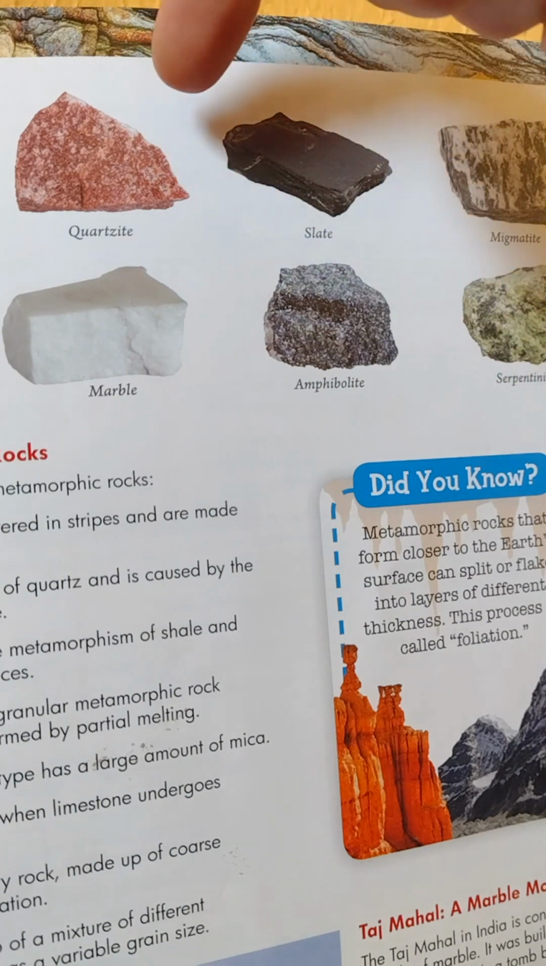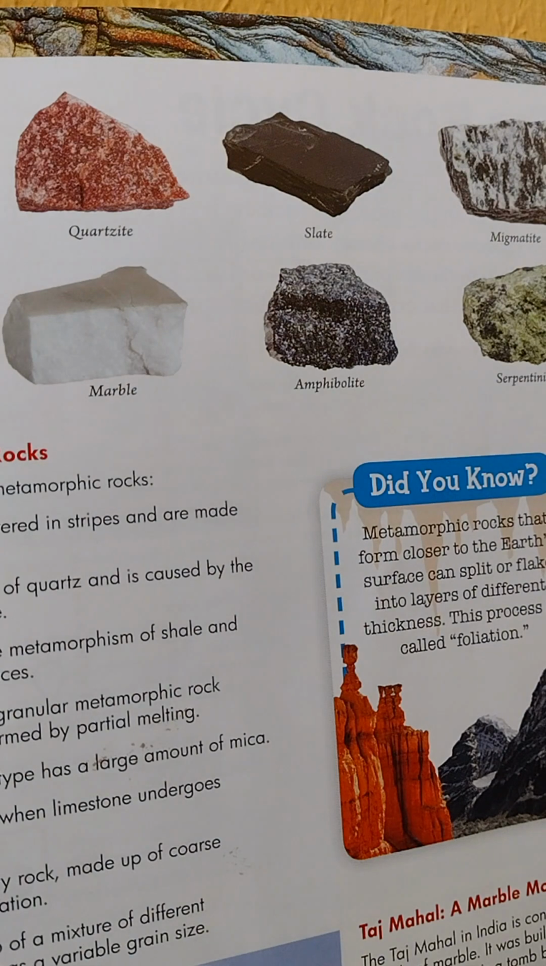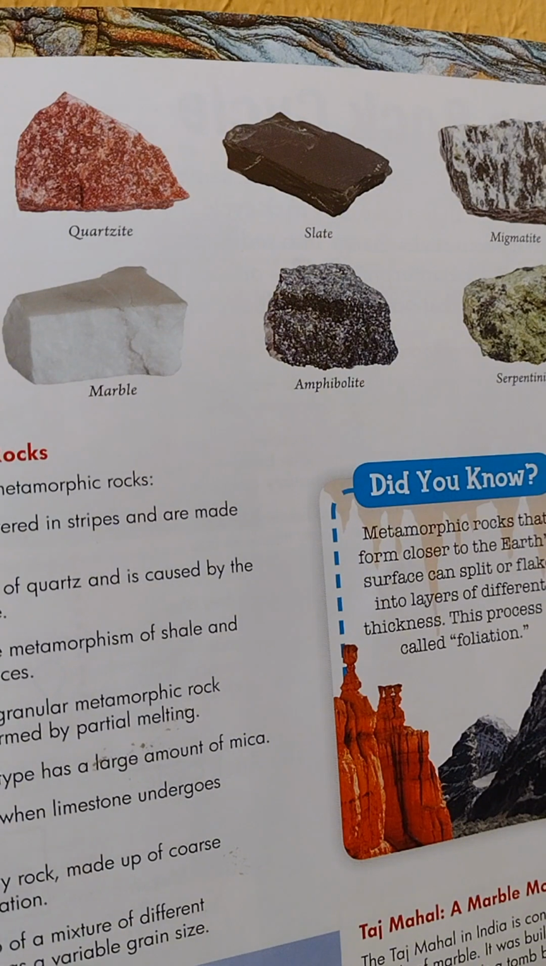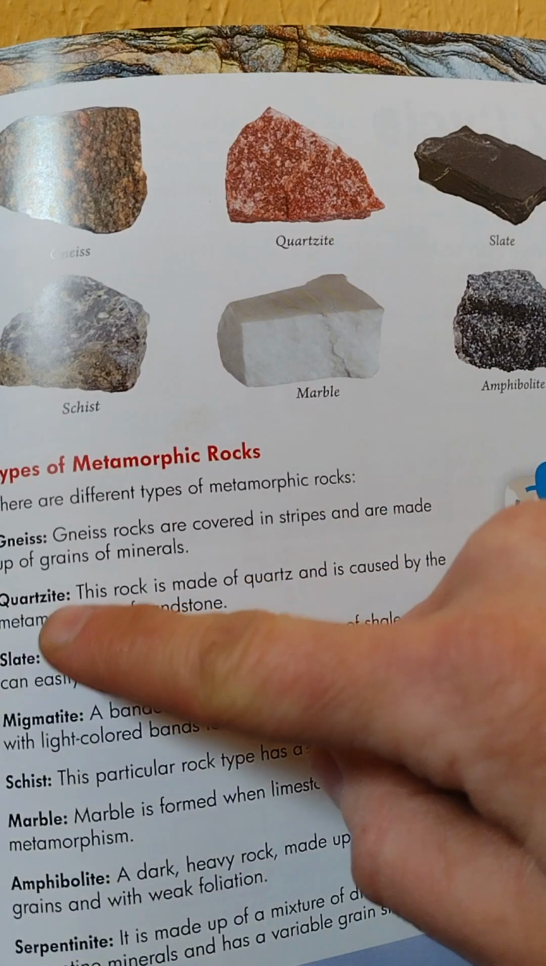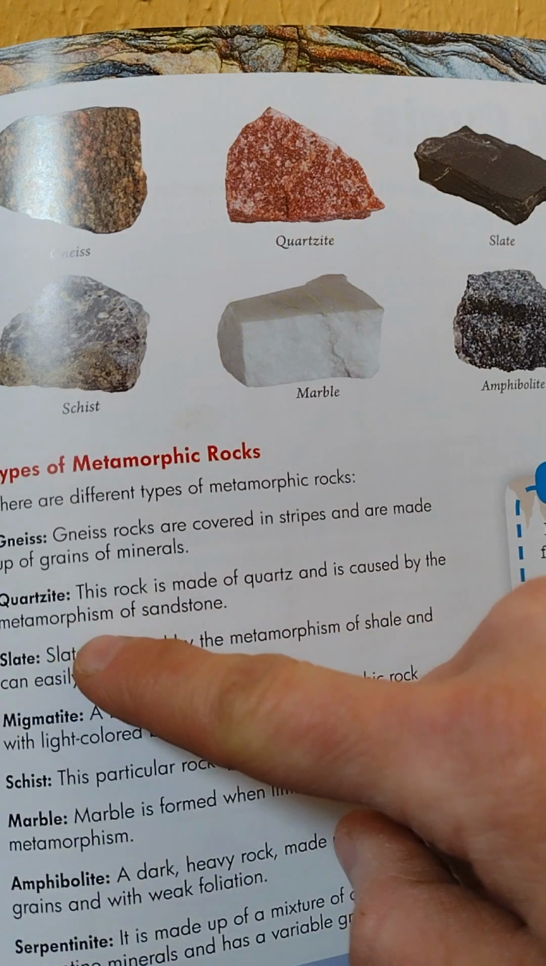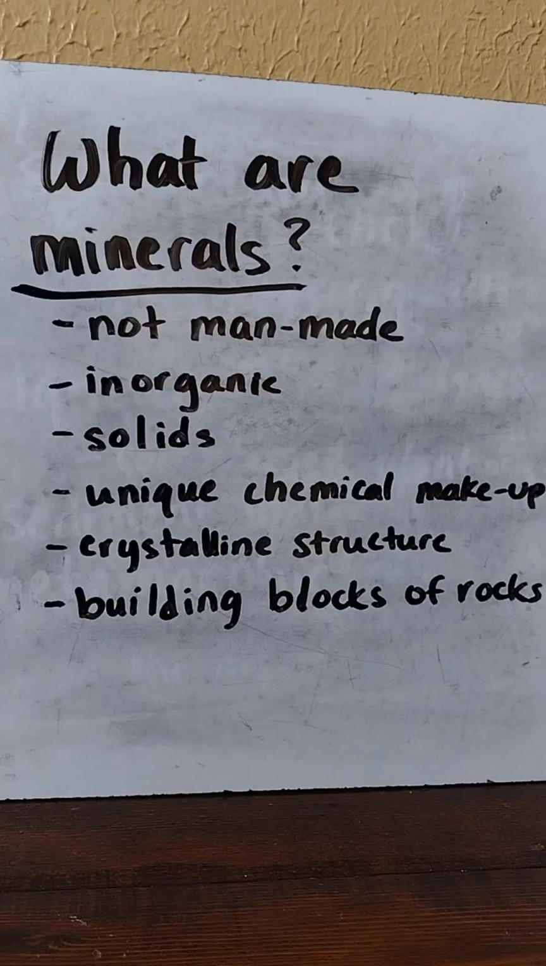I think this says quartzite, but quartz is usually like a white one, and marble often has different colors mixed in. This is a white marble. Okay, it says it right here, quartzite. This rock is made of quartz and is caused by the metamorphosis of sandstone. So that was rocks. Take notes on rocks.